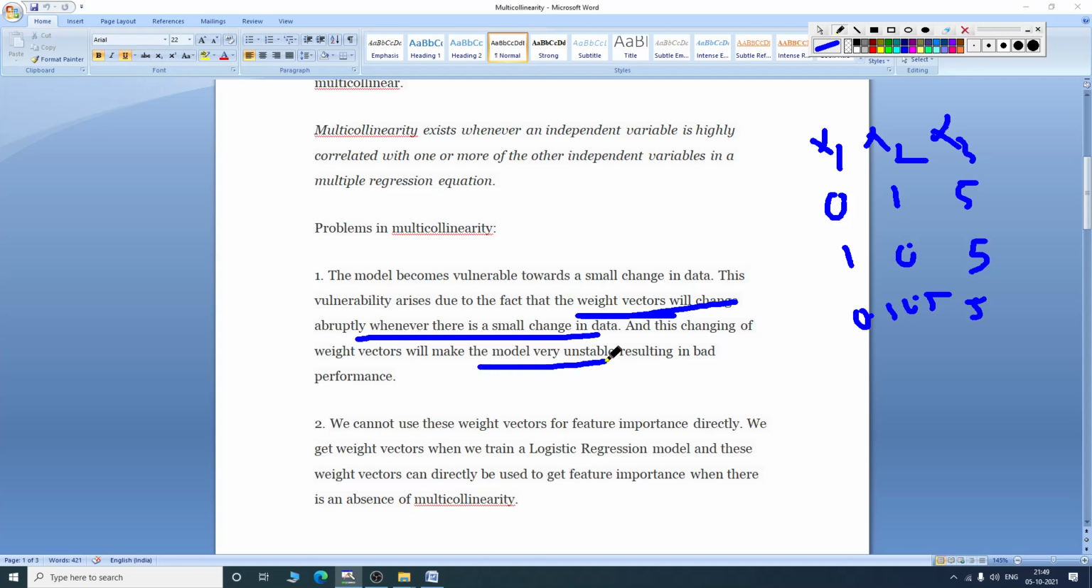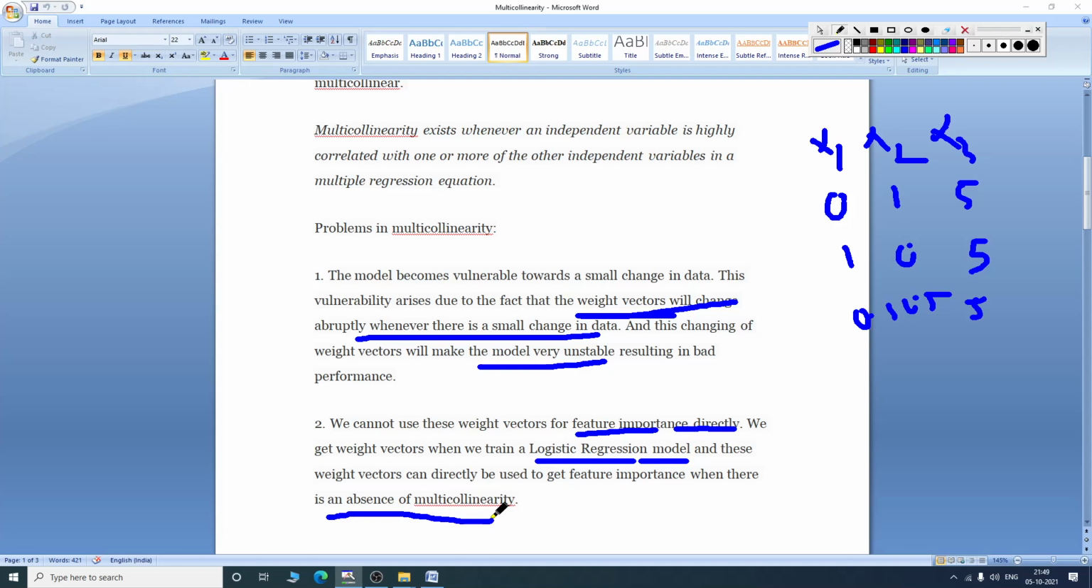This makes our model quite unstable. The second thing is that we cannot use the weight vectors for feature importance directly. We get the weight vectors when we train a logistic regression model, and these weight vectors can directly be used to get feature importance where there is an absence of multicollinearity.